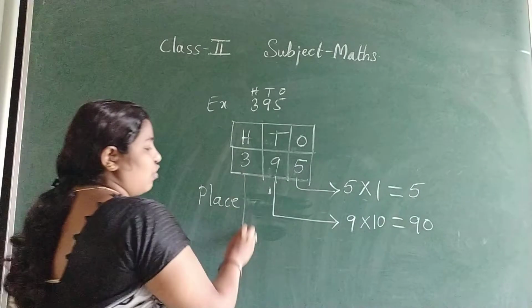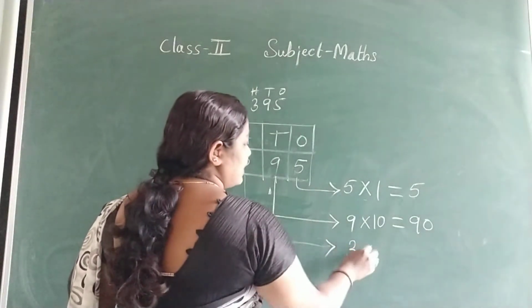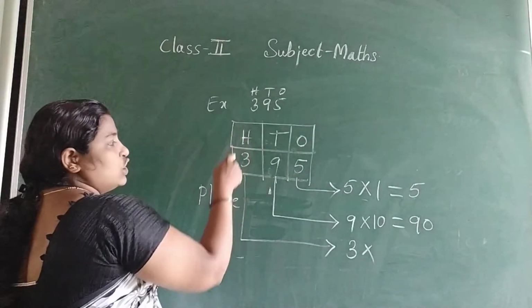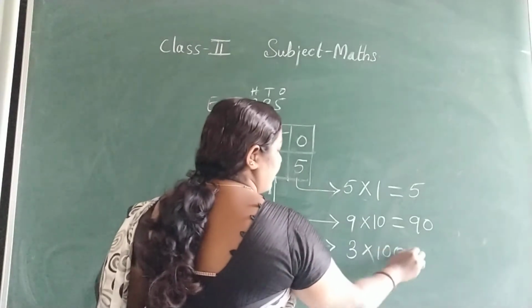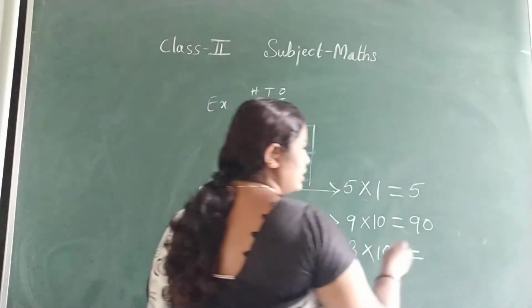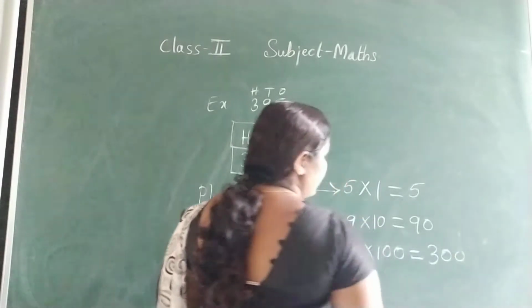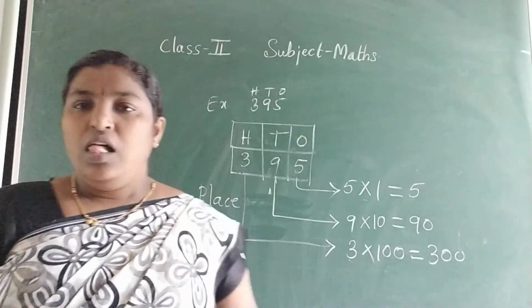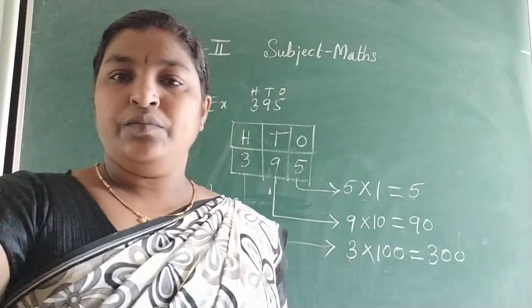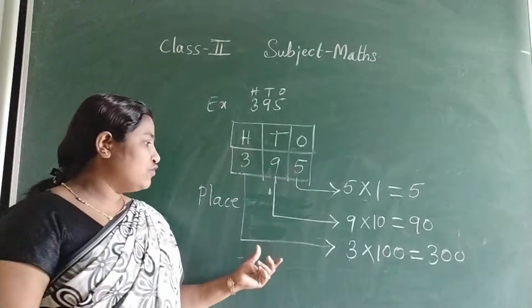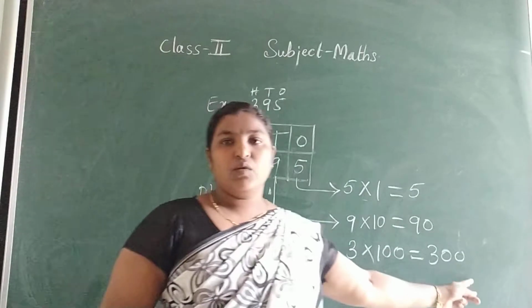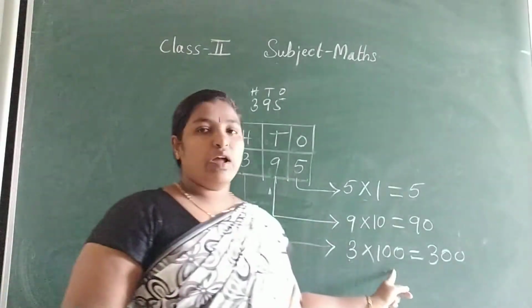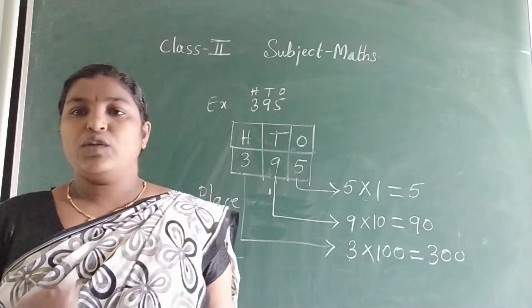Now, what is the place value of 3? In which place is 3? 3 is in the hundreds place. So 3 into 100, 3 hundreds are 300. Three ones are 3 and 2 zeros. The place value of 3 is 300. Why? Because 3 is in the hundreds place. So 3 into 100, 300 is the place value of 3.